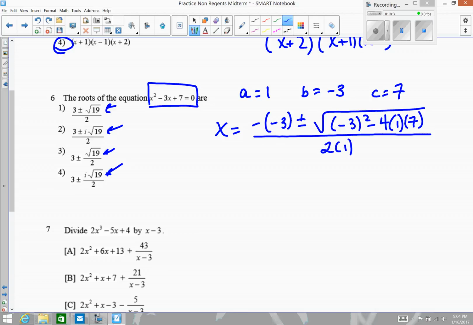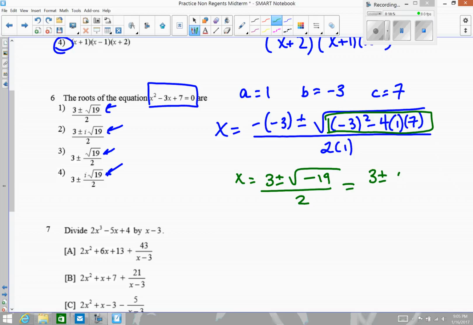I want to simplify this now. First, I want to take this, throw it in my calculator, and I would get x equals 3 plus and minus the square root of a negative 19 all over 2. Notice that I've got a negative under the radical sign, so I'm going to get an i value, and I will get i radical 19 all over 2 here, and radical 19 cannot be simplified, so my solution is number 2. Moving on now to number 7.